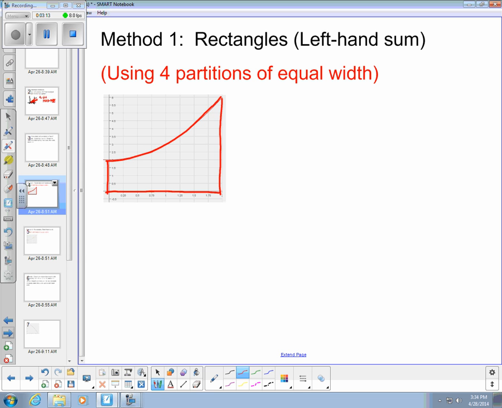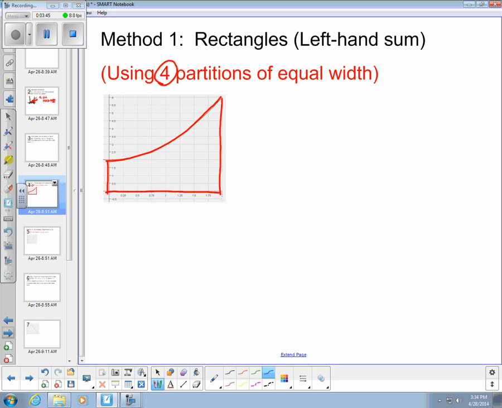So what I'm going to have to do is approximate the area, and we're going to use rectangles, and there are 4 different ways to approximate area: left-hand sums with rectangles, right-hand sums with rectangles, midpoints of rectangles, and then the trapezoid formula. We're only going to work on left and right-hand sums in this video. And notice it tells us to use 4 partitions of equal width. So I want to split this up into 4 sections.